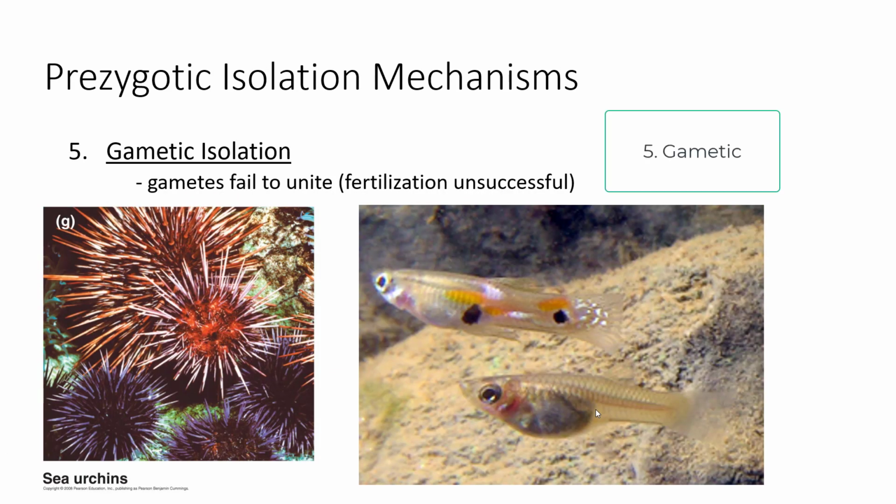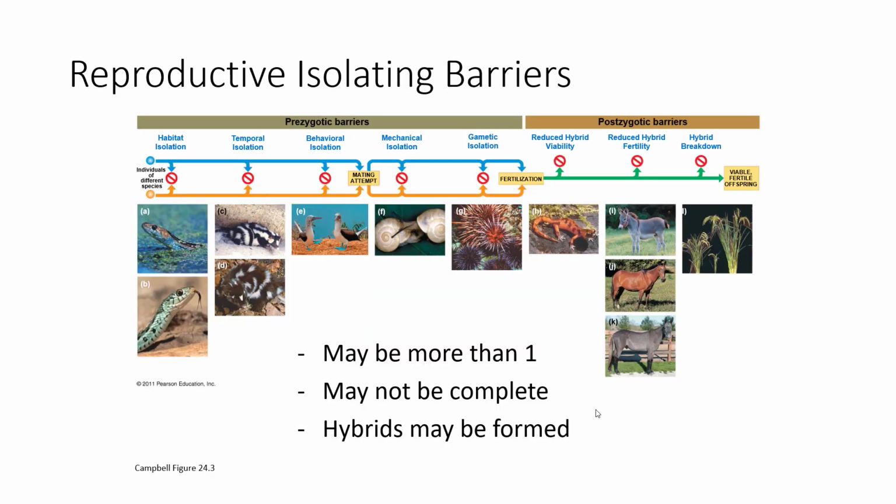The gametes may simply not fuse. So sea urchins have a tendency to just release their gametes into the water, and if they do not fuse, they cannot make a zygote. With Trinidad guppies, although they may try to mate, the male's sperm simply do not unite with the female's egg if the males are from different streams, making them gametically isolated. But if those gametes do get to unite, they will be fertilized, and that will cause a hybrid.